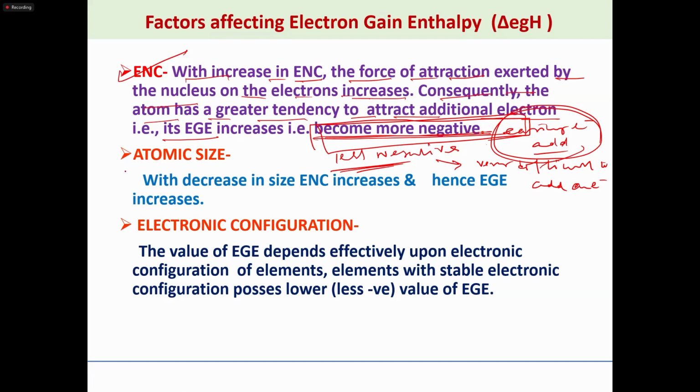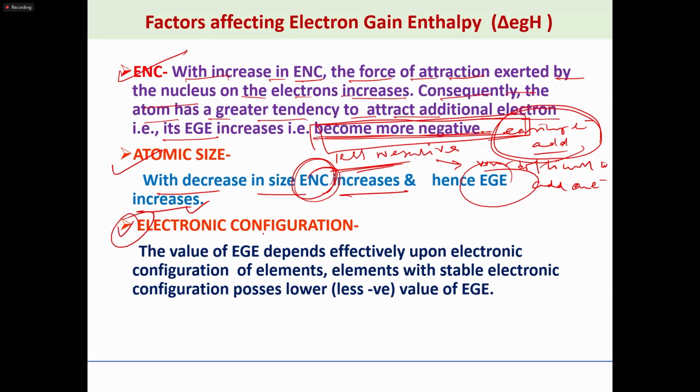Now the atom size. When the size is decreased, the effective nuclear charge is increased. We know that when the effective nuclear charge is increased, the electron gain enthalpy value also increases. It will have the more negative value.